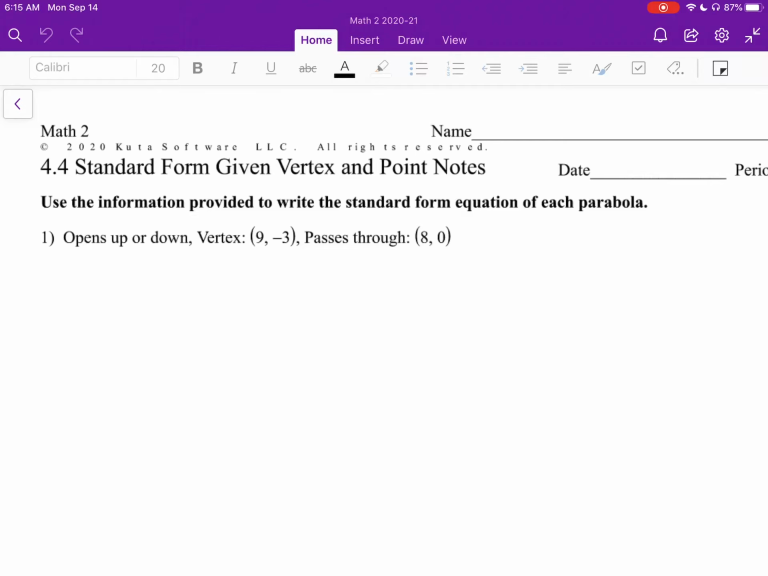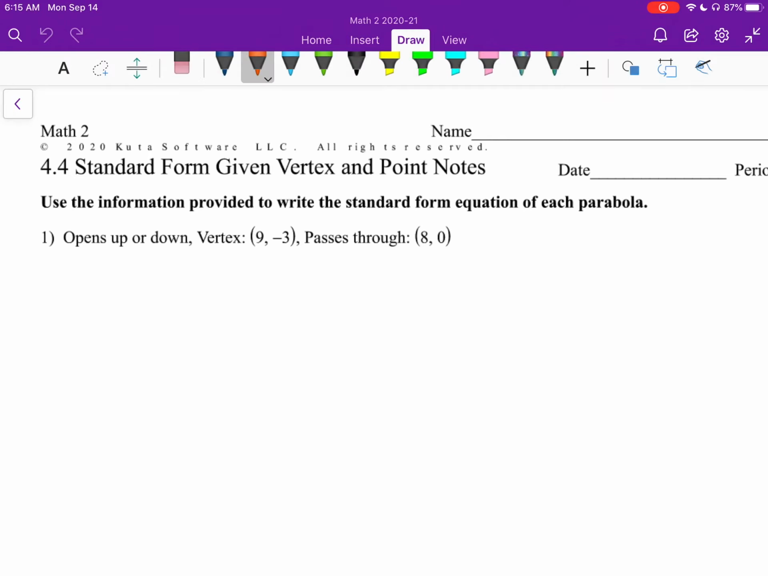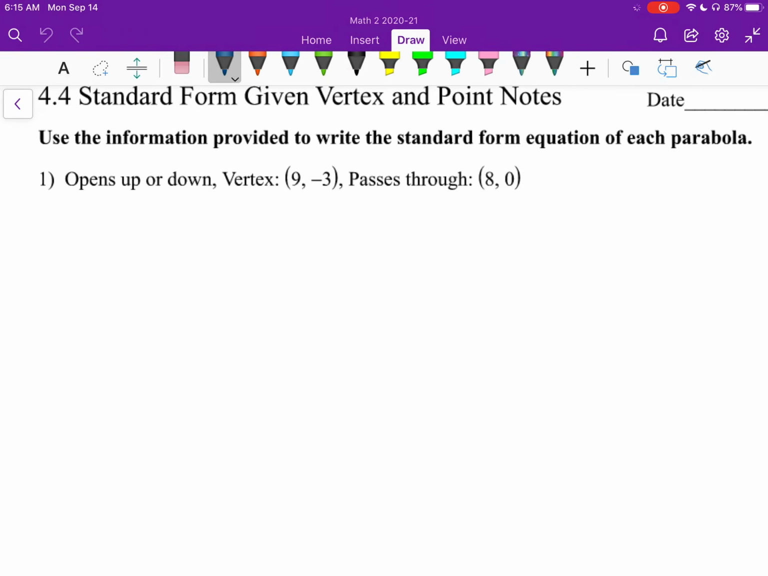Okay, Math 2 4.4, standard form given a vertex and a point. So this is going to build off of a lot of what we did in 3.3, except we're not grabbing the vertex from a graph, we're given the vertex. So let's start off by trying to fill in what we could into vertex form. We know vertex form is y equals a(x minus h) squared plus k.